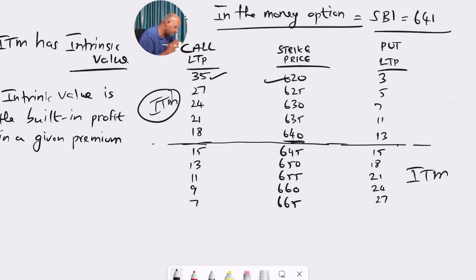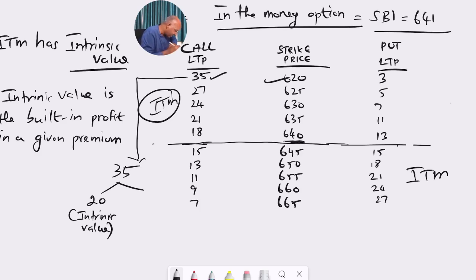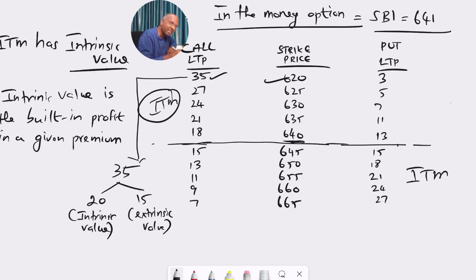So what it actually means is a buyer is buying an SBI option for 620 rupees, which is actually trading at 640 rupees, right? So there is an intangible profit of 20 rupees already made in this premium of 35, right? So this 35 rupees premium has the built-in profit of 20 rupees, which is the intrinsic value, right? And the remaining 15 rupees is the traded premium value, which is called extrinsic value. So that is why all the in the money call option and put option premiums will have intrinsic value, which is the profit that is already built into it.